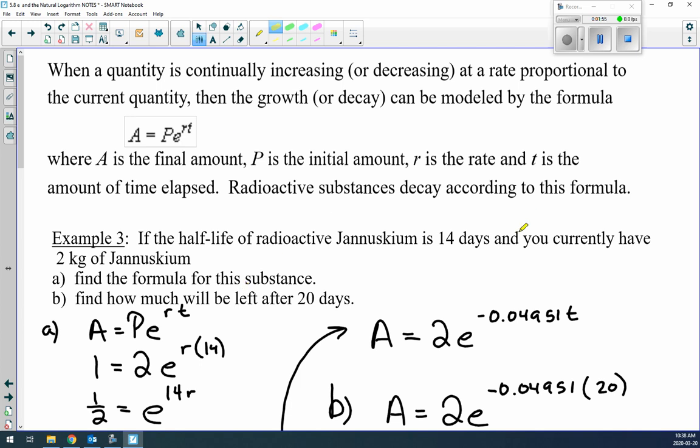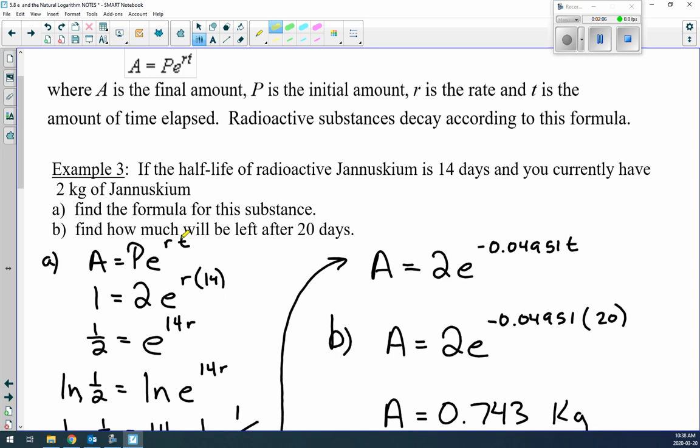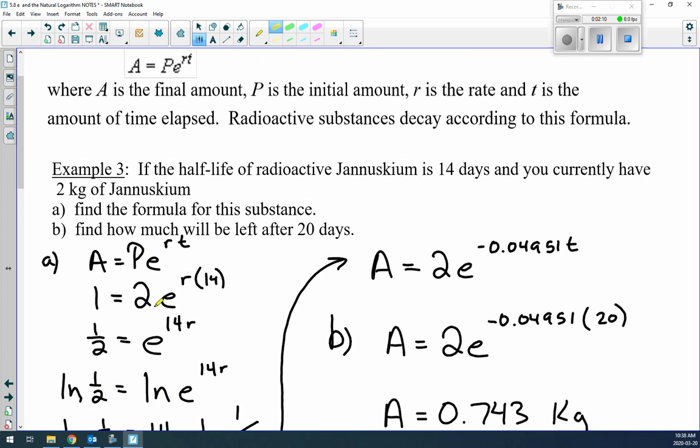Okay, so the half-life of radioactive technetium is 14 days, and you currently have 2 kilograms of it. We want to find the formula for the substance. So let's look down here. We use A equals Pe^(rt). We currently have 2 kilograms, and half-life. Think about that for a minute: if we have 2 kilograms now, how much would it be when it's half of it? Well, that'd be 1. That's not that hard to figure out. r is the rate, and we don't know it yet, and t is 14 days.